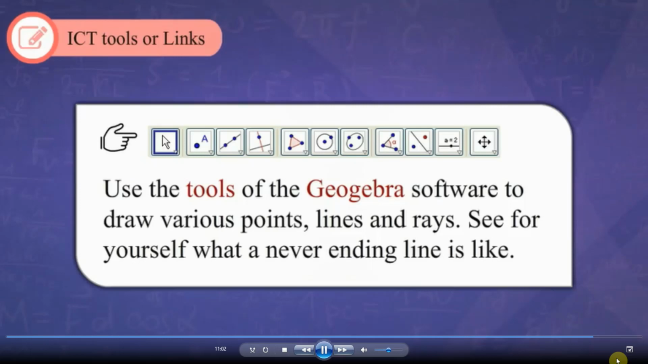ICT tools or links. Use the tools of the GeoGebra software. So, dear friends, let's see how the maths is fun.